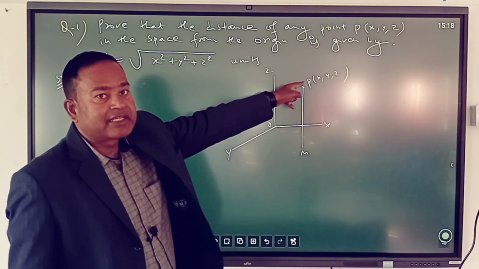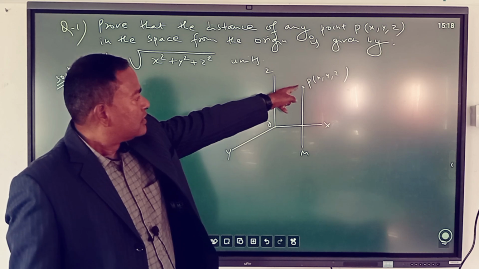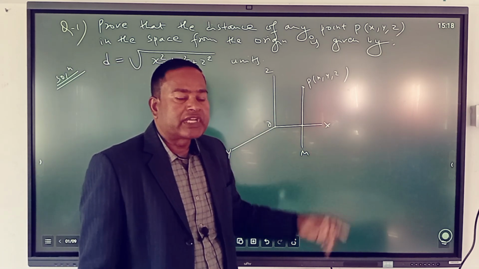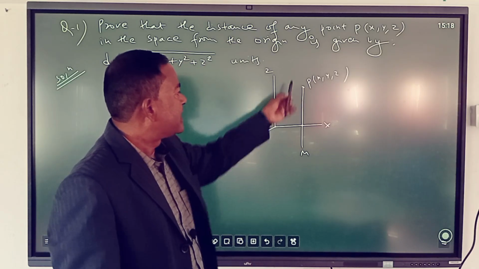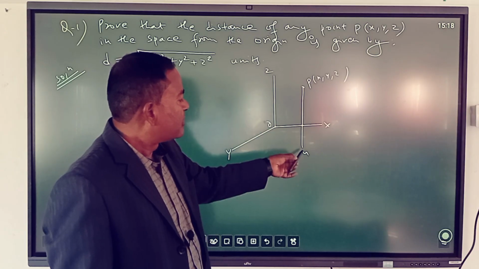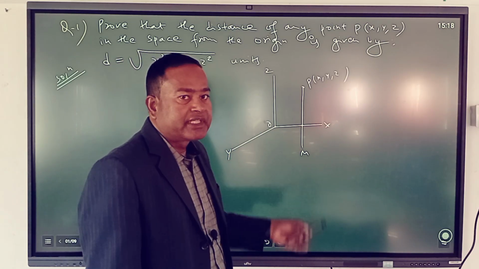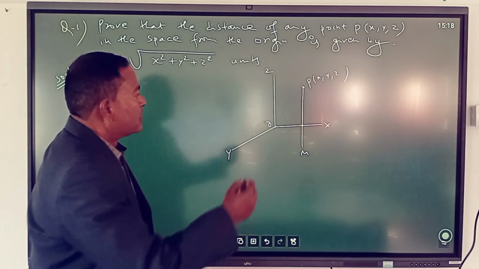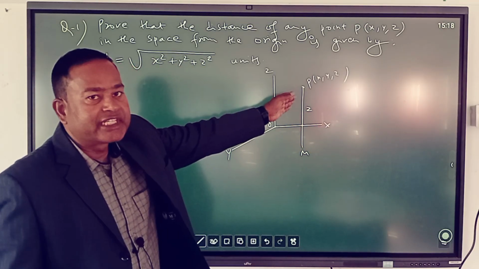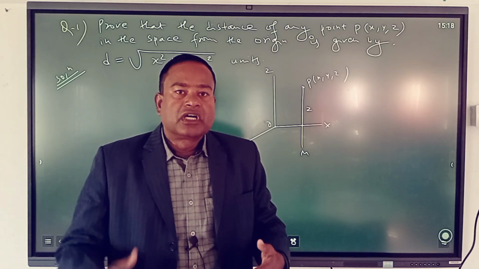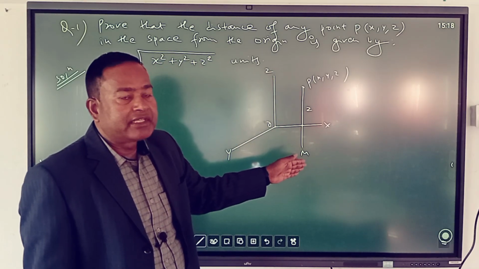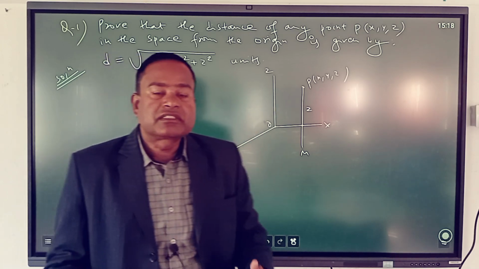Let's draw PM perpendicular to the xy plane. At first we draw a straight line from the point P, perpendicular to the xy plane. So this PM represents the z coordinate of the point P. If we draw a perpendicular line from the point P on the xy plane, then PM represents the z coordinate.